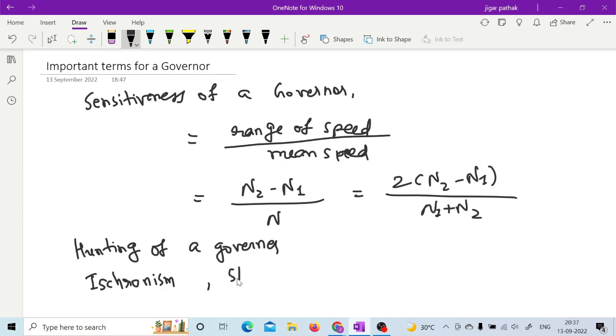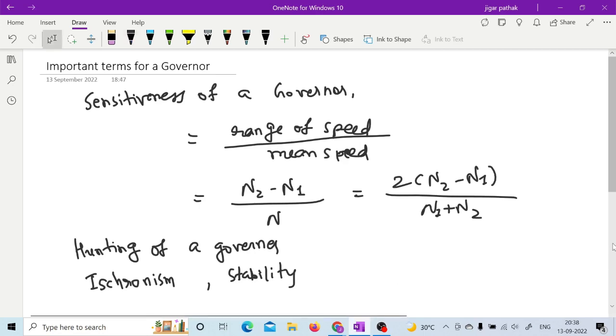What is important is stability, another term. So stability means, as I have already mentioned, when you are having a change in load, you can change the fuel supply, and once you do that change in fuel supply, it should again settle down to that equilibrium speed without much hunting. So that is what we can say is the stability of a governor, right?